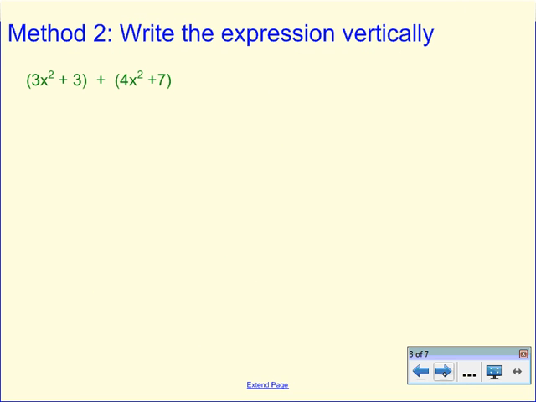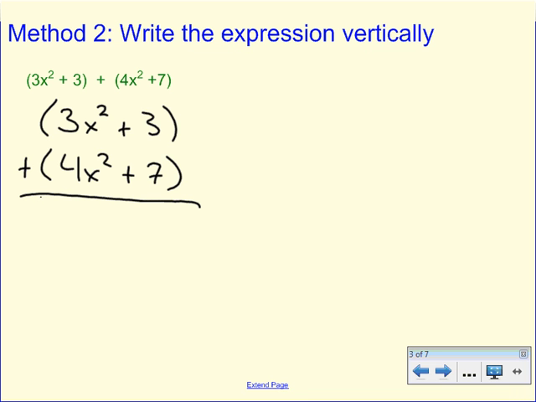The second method is if I just write it vertically. So write it like we used to do up and down. So I'm going to take my 3x squared plus 3, and I'm going to add it to 4x squared plus 7. Now when I write it vertically, I'm going to make sure the common or like terms are above and below each other. So I'm going to write it out, 3x squared plus 3 plus 4x squared plus 7. So my common terms are kind of aligned vertically like this.